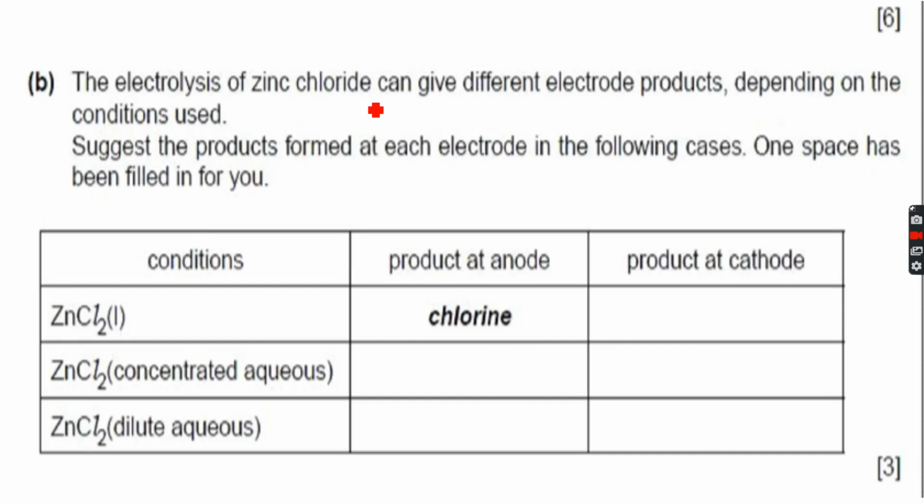The electrolysis of zinc chloride can give different electrode products depending on the conditions used. Suggest the products formed at each electrode in the following cases. One space has been filled for you.